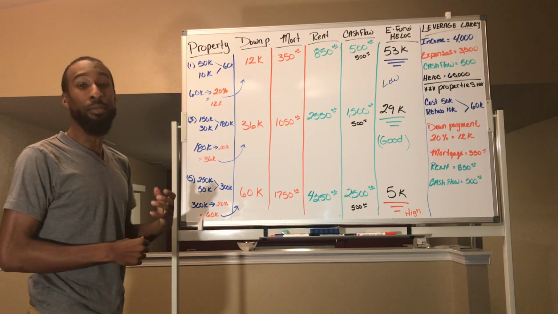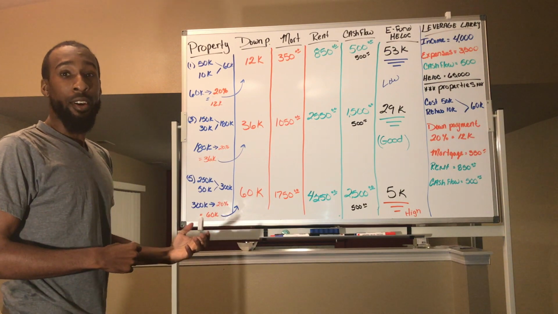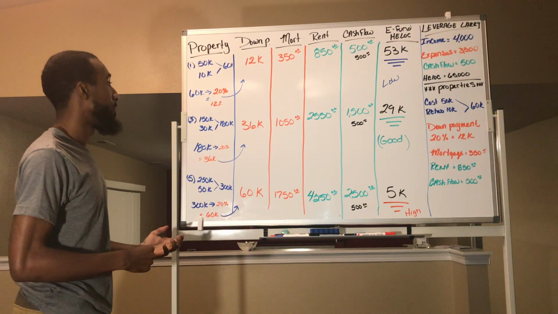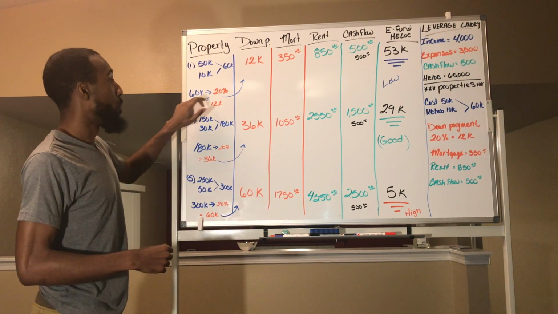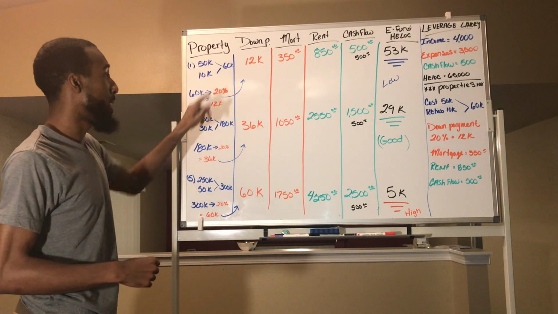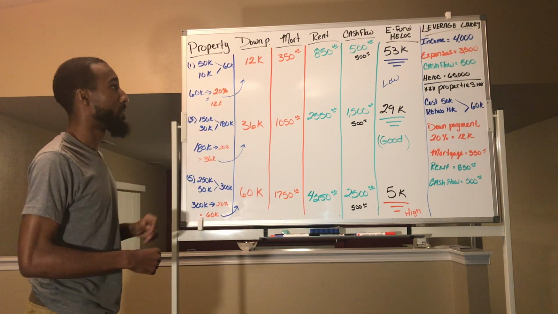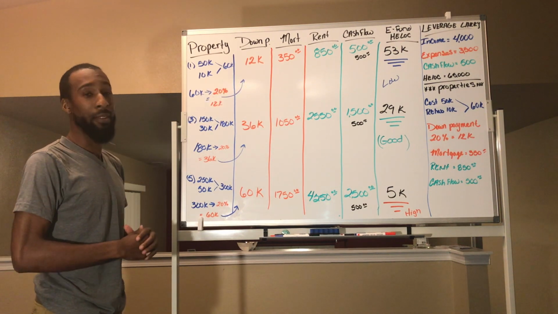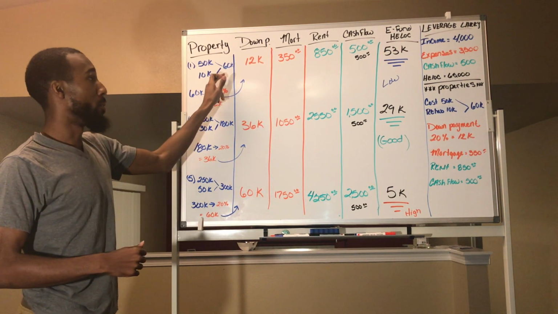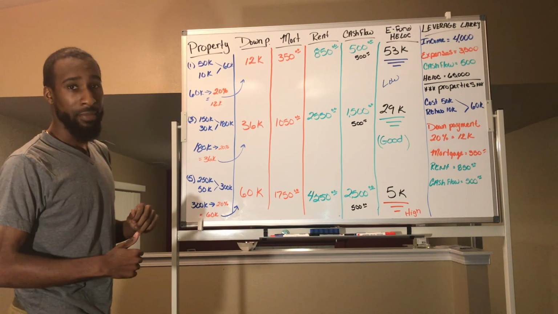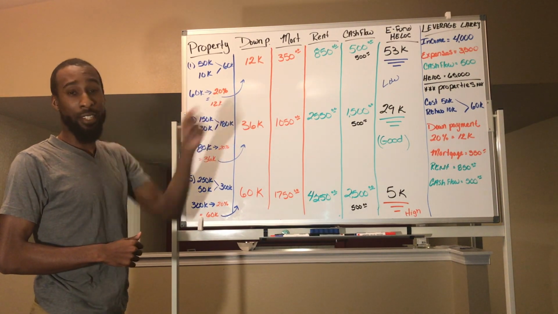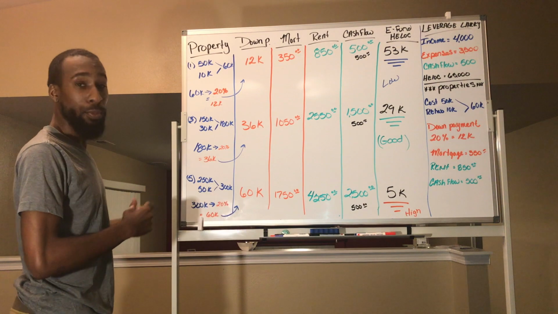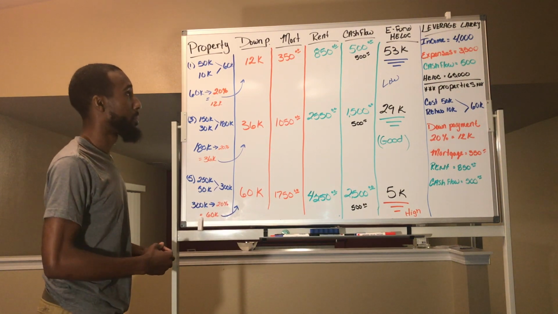So we are going to get a mortgage on the $60,000. Now, 20% of $60,000 is $12,000. So we need to do a $12,000 down payment on this one property. And we're going to use our HELOC, the $65,000, to put towards the down payment.